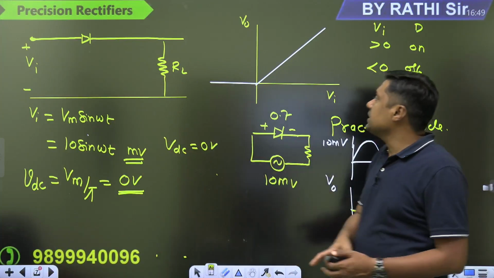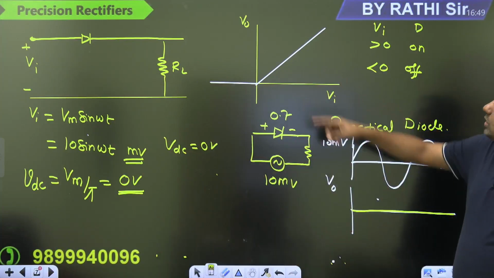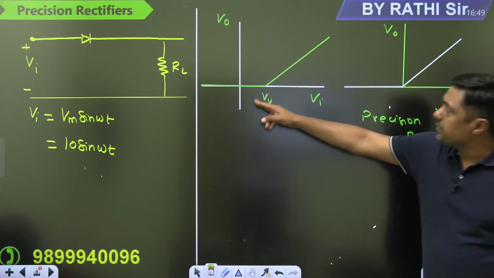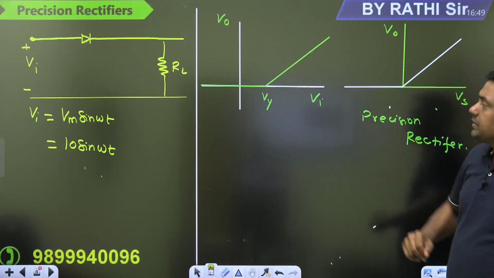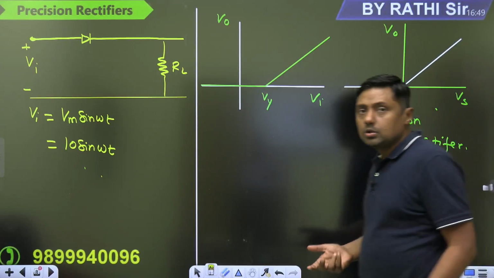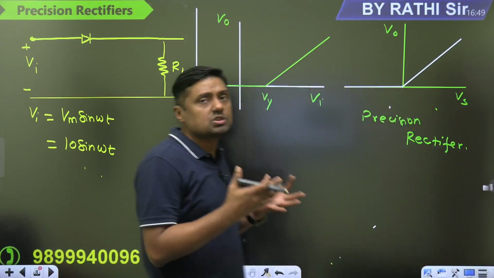So what are the characteristics of the ideal one? This one. What are the characteristics of the practical? This type. Practical circuit, so not possible. So how can we rectify the small signal?